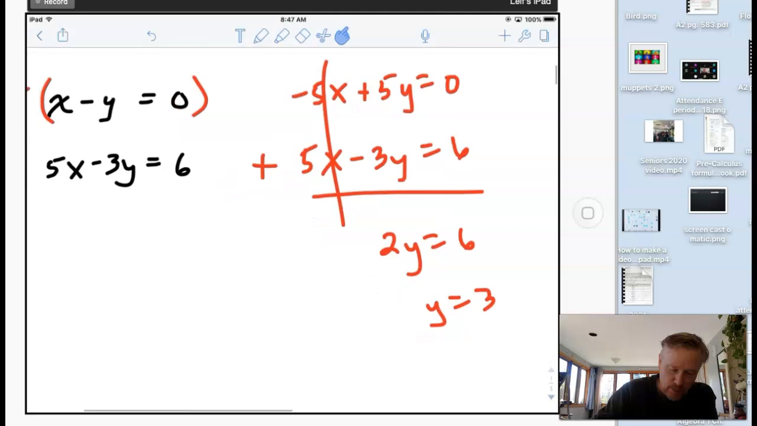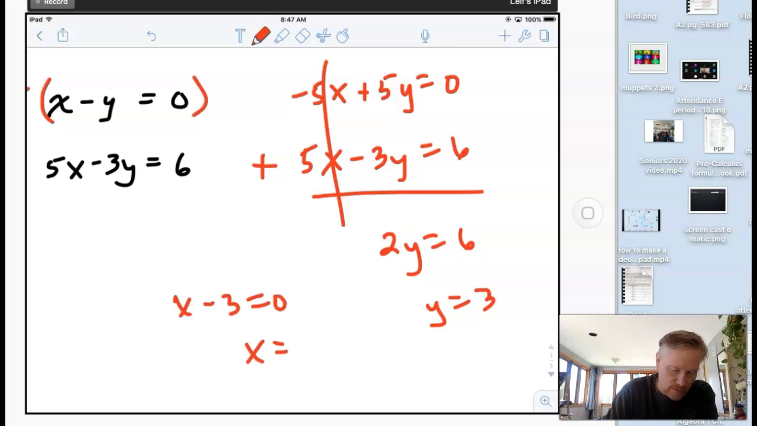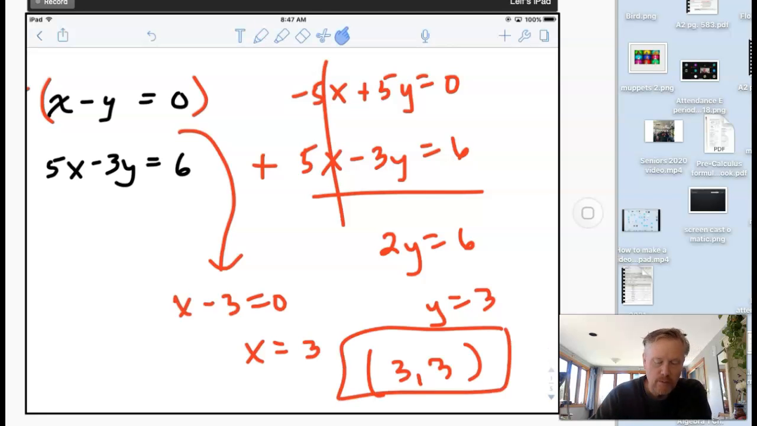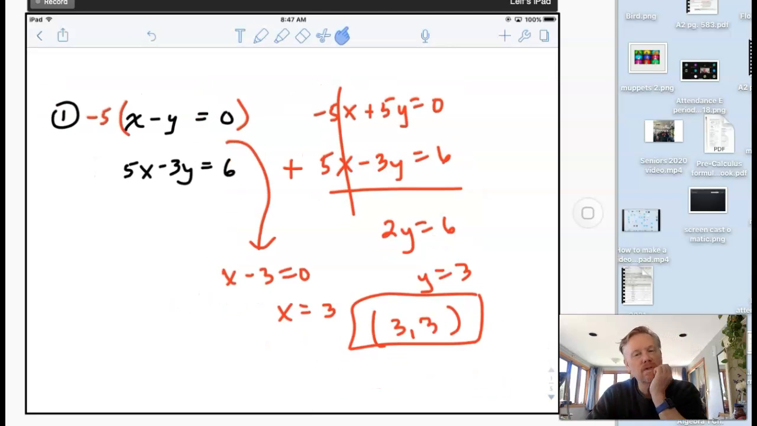Then you take it and plug it into the easier of the two equations, which gives me x minus 3 equals 0, from the top equation. So x equals 3. So 3, 3 is my answer. You can plug it into both equations to check that it works. That's the basics of it. Now we're going to start with that and work our way up, so it's not all going to be linear ones.